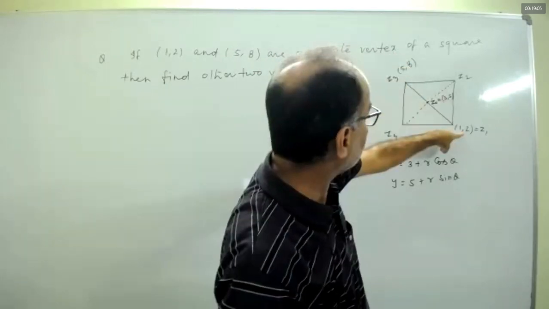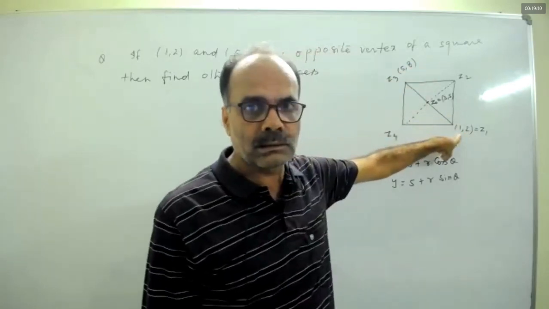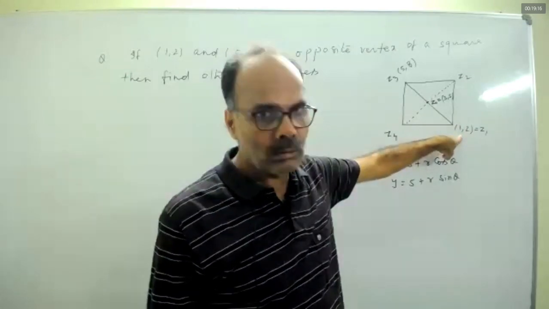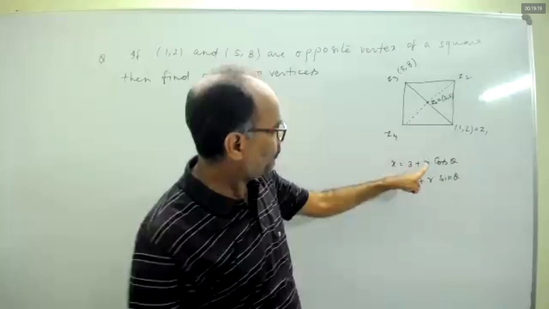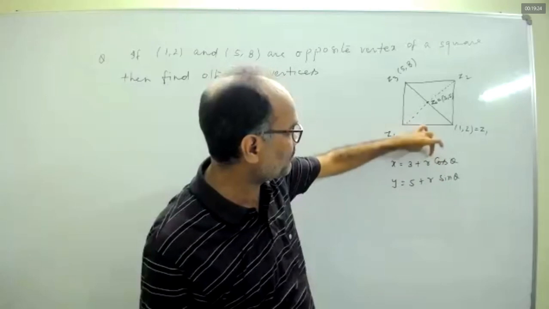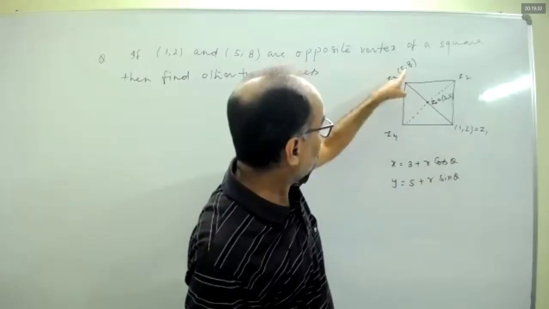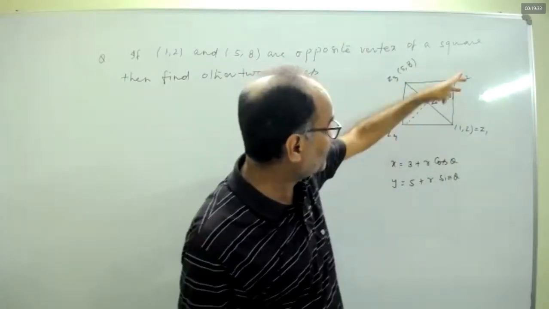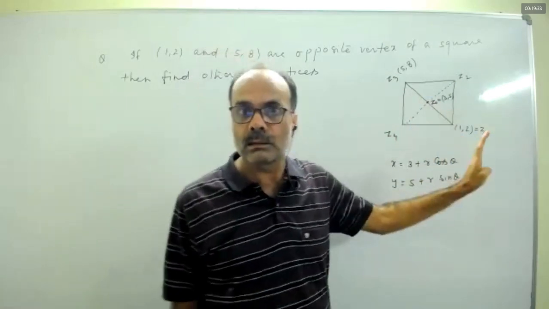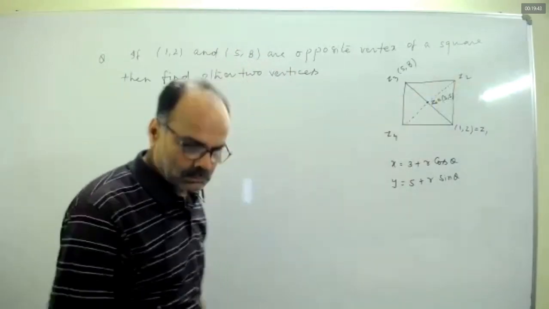Now what is this distance? 8 minus 2 is 6, 36 plus 16 is 52, so root 52. If we put r equal to root 52, we will get Z4, and if we put r equal to minus root 52, we will get Z2. Cos theta we know from the slope. Tan theta is the slope of which line? Z2 and Z4.